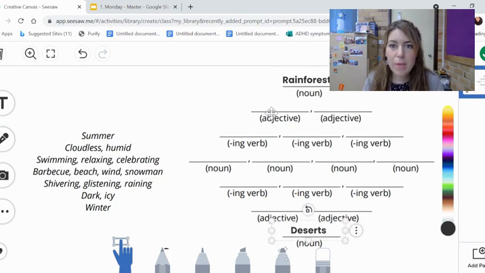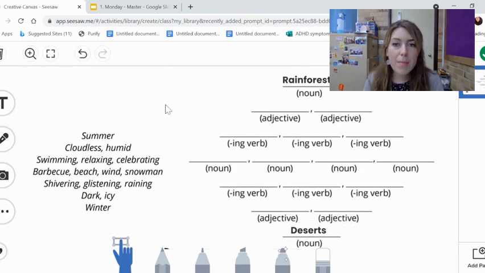That means that the first two adjectives will be about the rainforests. The first three verbs, ing words, will be about rainforests, and these two nouns will be about rainforests. Then it flips over. These two nouns will be about deserts, these three verbs will be about deserts, and these two adjectives will be about deserts. Now, where you will find some of these words, if you did some good planning on Friday, you'll be able to find some adjectives and verbs in that planning sheet.